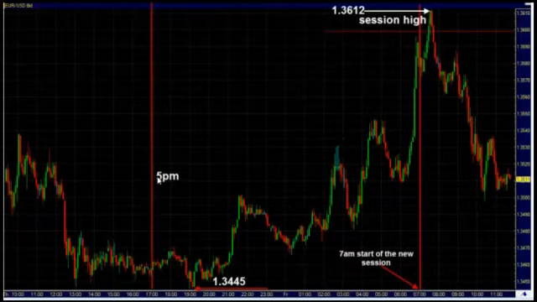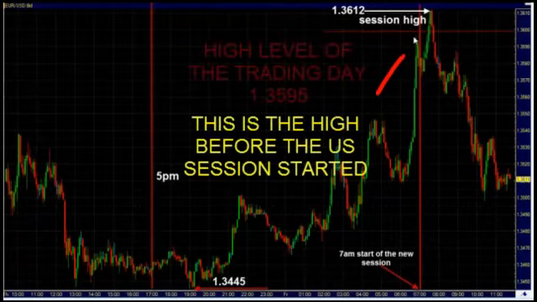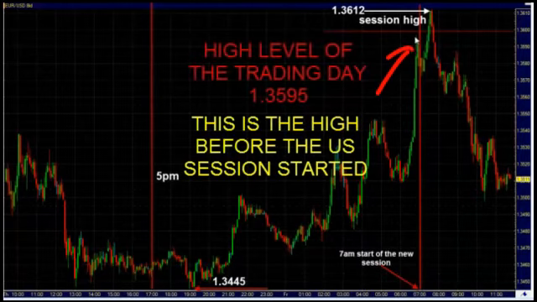Here we can see 5 p.m. This is our starting point for the new day. You can see we had the lowest level at 134.45. We had the highest level at this point, which is approximately 135.95.